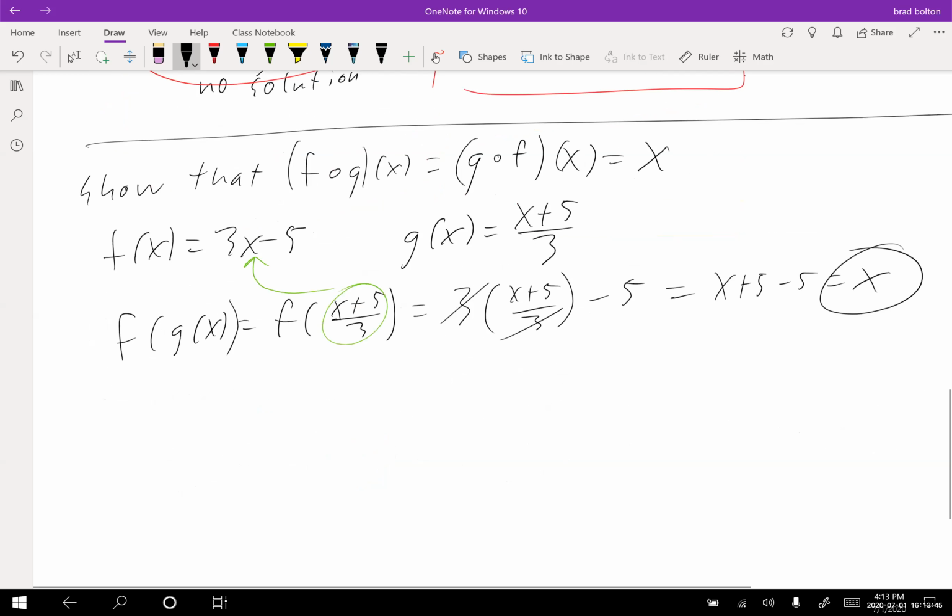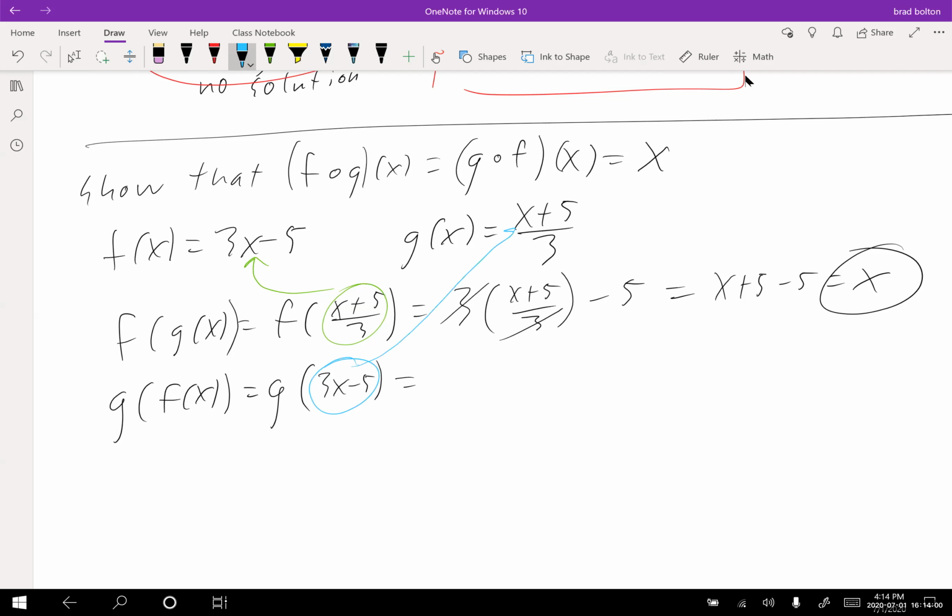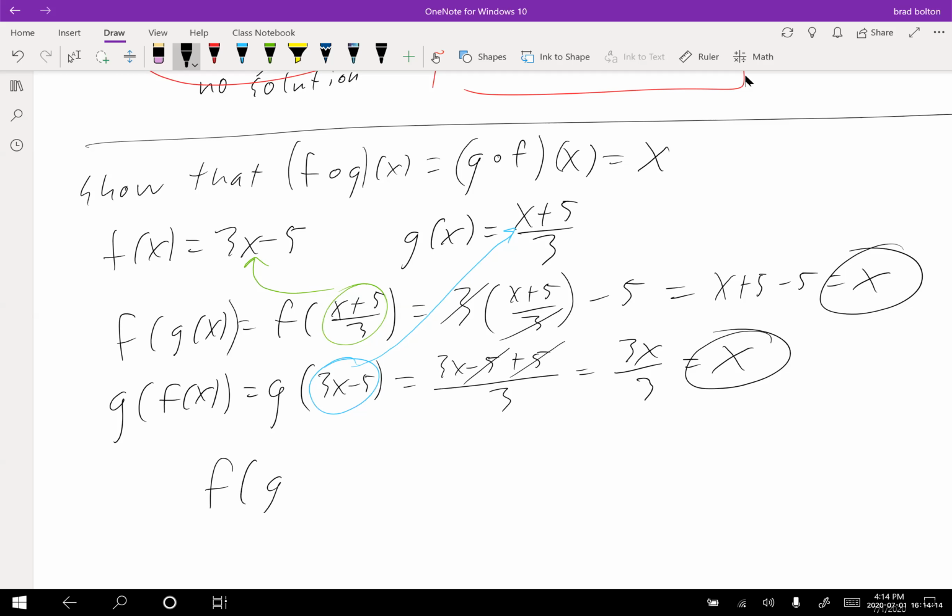Now we've got to see if it's the same the other way. Let's go g of f of x. So now I'm going to do g of f of x, but we know that f of x is 3x minus 5. So now I'm going to take this guy and plug him right there. And we know that g is (3x minus 5 plus 5) all over 3. But these cancel and become 0, and we're left with 3x over 3, but that equals x. So then we can say that f of g of x is equal to g of f of x.